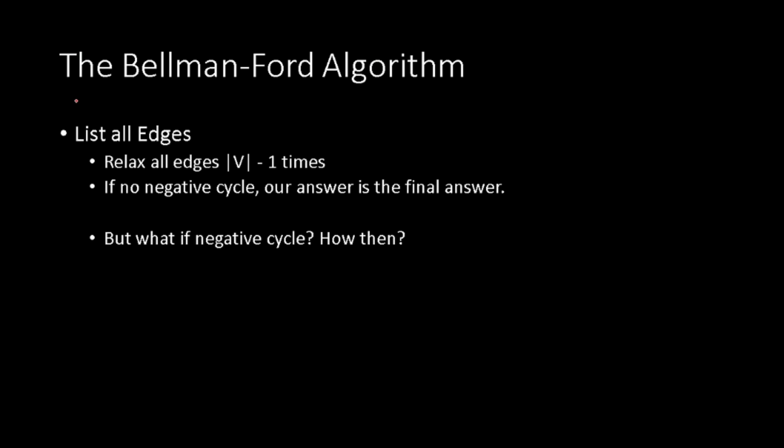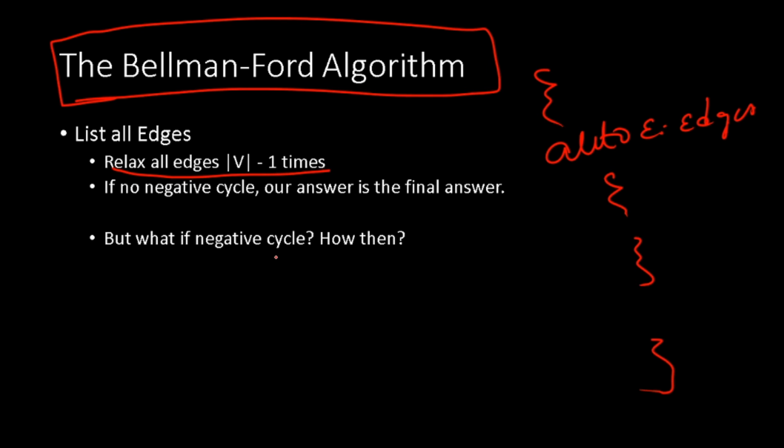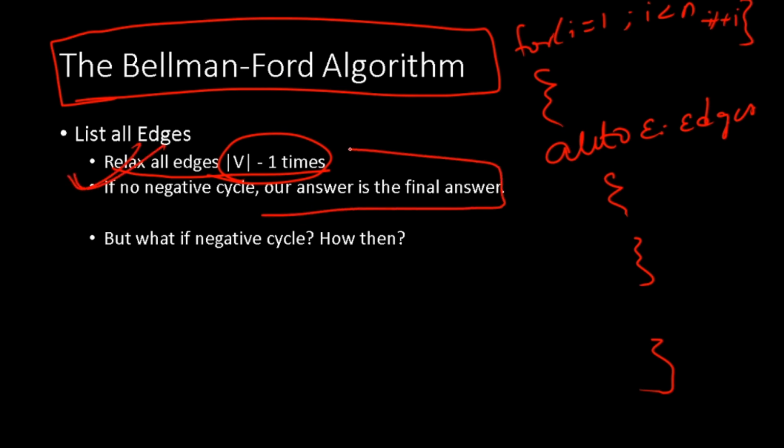Okay, so what is the algorithm? I'm just summarizing it here. I just demonstrated it to you. We need to relax all edges. So this would be something of the form: for each edge in E edges, we need to do it for every edge. How many relaxations do we need? N minus 1 times. So for i equals 1, i less than N, plus i, keep doing this. If there is no negative cycle, our answer is the final answer.